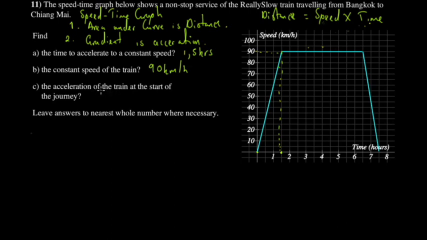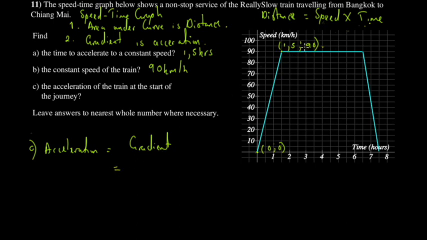Okay, the acceleration of the train at the start of the journey. One of our tenets is that the acceleration is the gradient. So in order to calculate the gradient, you have to use the coordinates here. This one would be 0, 0, and this one would be 1.5, 90. Remember the units as well. So the acceleration, you can just tell them that it's equal to the gradient.